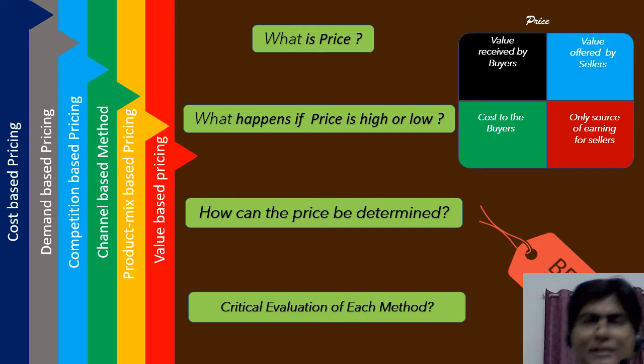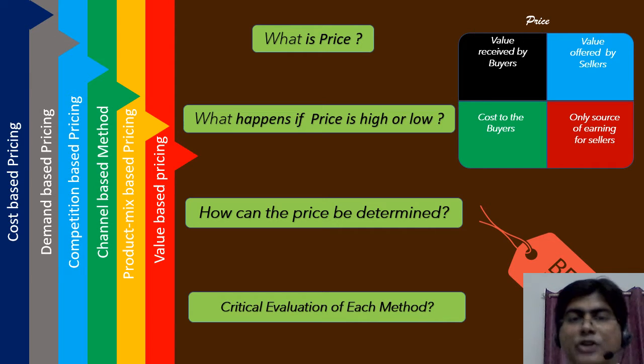So what is price basically? Price is an indication of the value received by the buyers, as well as what kind of value is going to be offered by the sellers. Whenever we are paying money to the sellers, it's a cost to us. But on the other side, price is the only element in the marketing mix which can generate earnings for the companies.